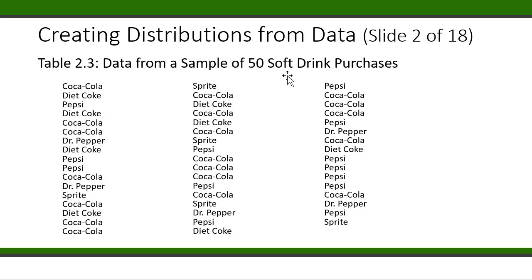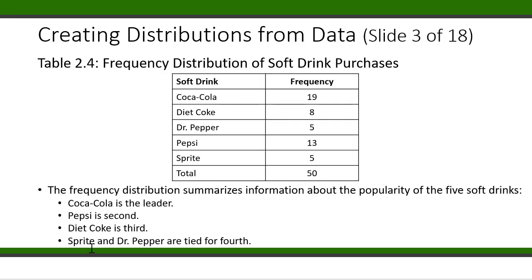So in your book, you have this data set called soft drinks. And so it's like, okay, here are the last 50 soft drink purchases. What's the distribution of this data? So what's the frequency? So this is the purchase of one of 5 popular soft drinks, which one had the most sales, and so on. So when you add them all up and you look, you can see that Coca-Cola had 19, Diet Coke had 8, and so on. Right?